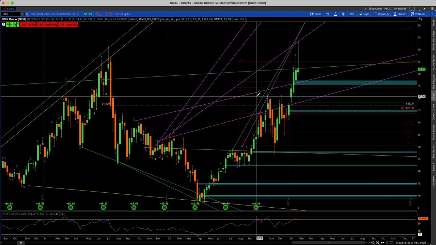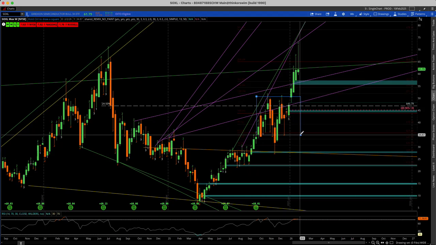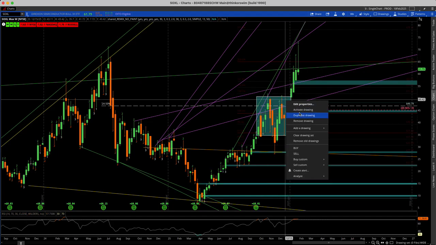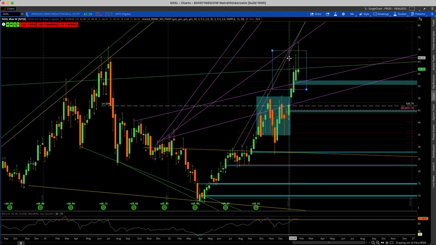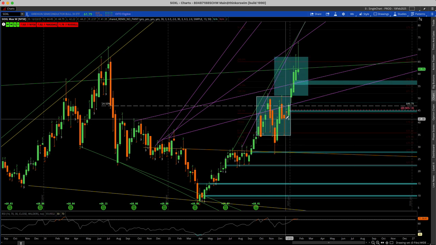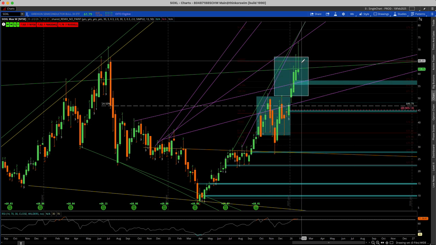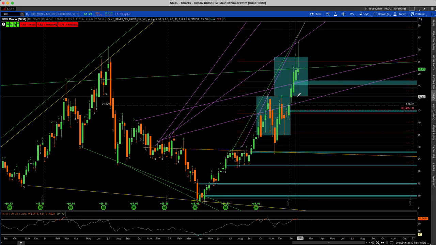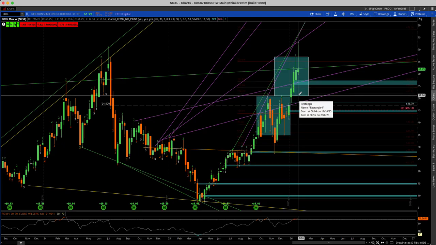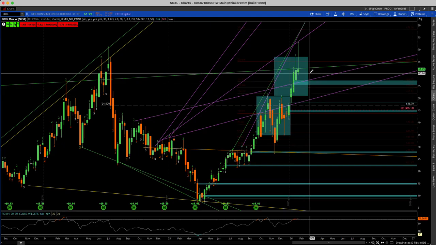So if we take this, that's essentially the range that we were in, right? Let's duplicate this, and we've doubled it. And usually what happens, right? When you break out of a range, you double that range, and we've done that. So it's very reasonable to think that we could pull back to the bottom of this new range that we built to make this a new level of support, right?